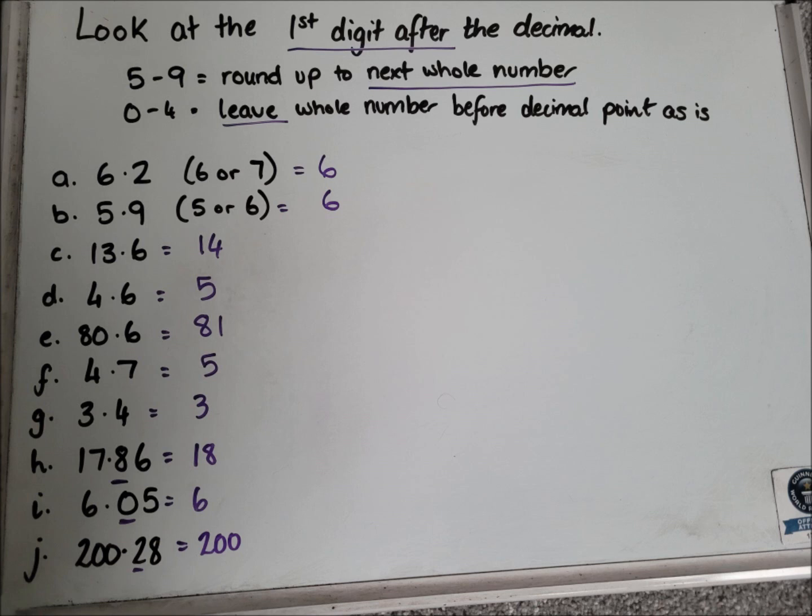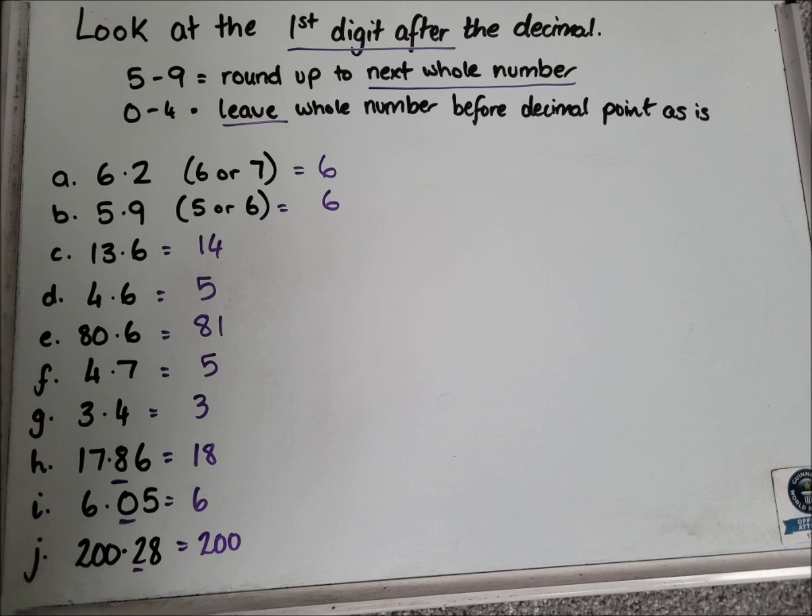For H, the answer is 18. Be careful on that one, because even though there are two numbers after the decimal point, we're looking at that 8 only. For I, again, there are two numbers after the decimal point, but we're only looking at the first number after the decimal, which is 0, which means we round down. So the answer for I is 6. And then similar on the last one for J, the answer is 200. We're just looking at the 2. We're ignoring the 8. Hopefully you got those correct. If not, have another wee look. Take your time, no rush.